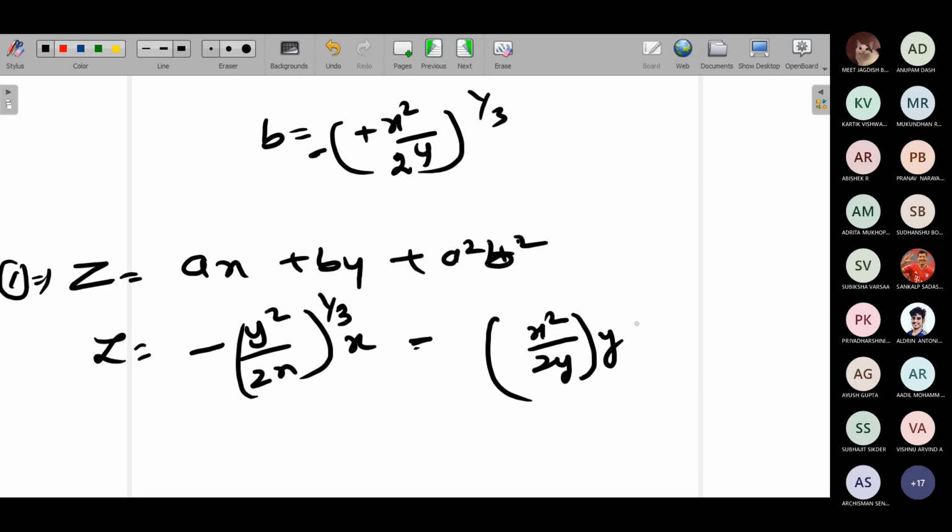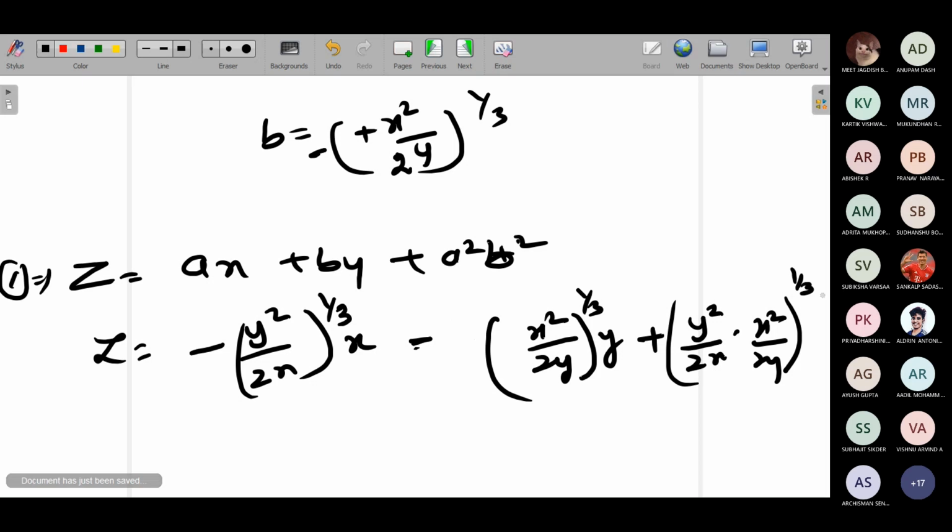Okay, a into y plus a into b, and a into b minus, this will become this one. So (a into b) whole power 1 by 3. This also, so I'll get (y square by 2x into x square by 2y) whole power 1 by 3, correct? Then a square into b square, whole power 2 by 3.